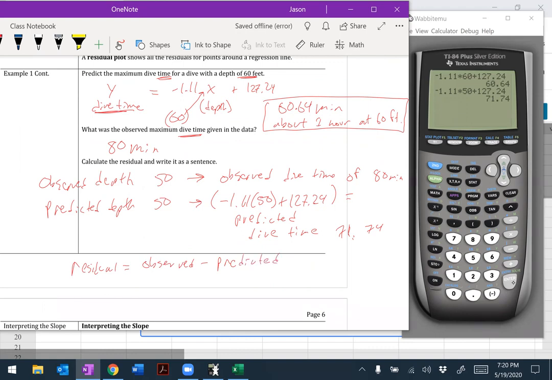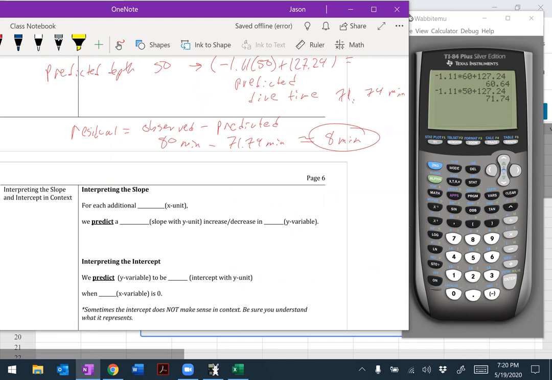So based on our equation, it's predicted that you would only have 71.4 minutes of air. Okay, the observed was that, no, you really have 80 minutes of air minus the predicted of 71.74 minutes of air, which is about an error of about, we'll say, 8 minutes. Okay, so that's my residual, is the error. Okay, which is good because it kind of errs on the side of caution rather than err on the side of hazard.